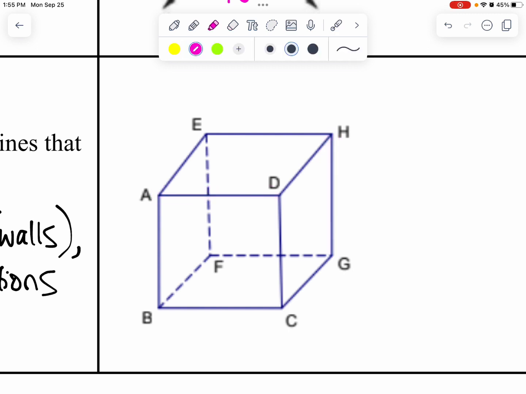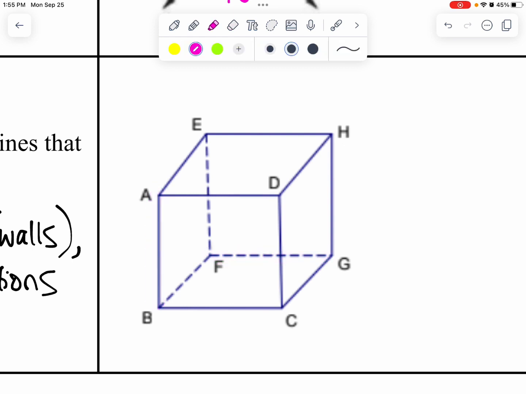Let me try and give you a couple more. What about this line back here? FG and maybe AB. There's an example of skew lines. They are on different planes, aka different walls in the classroom, and also they go different directions.